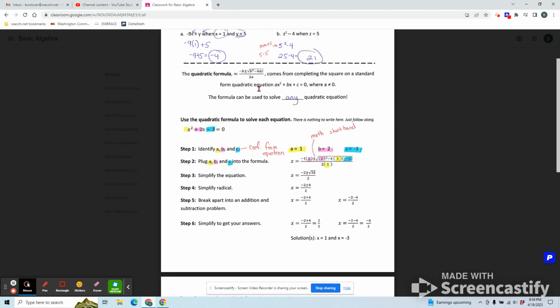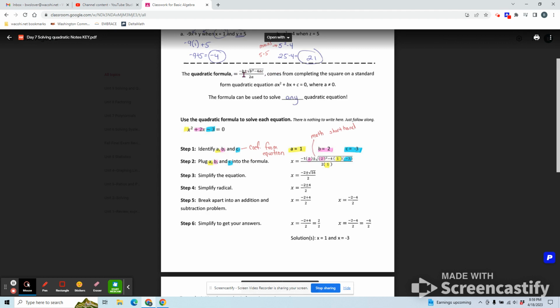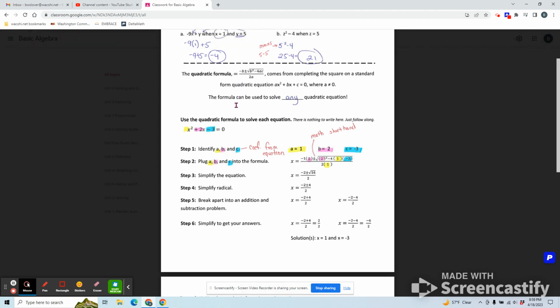So the quadratic formula is this right here. x equals negative b plus or minus the square root of b squared minus 4ac all over 2a. It comes from completing the square on a standard form quadratic equation, ax squared plus bx plus c equals 0, where a is not 0. That was a lot. The formula can be used to solve any quadratic equation. So any equation I give you, you can use this to solve.